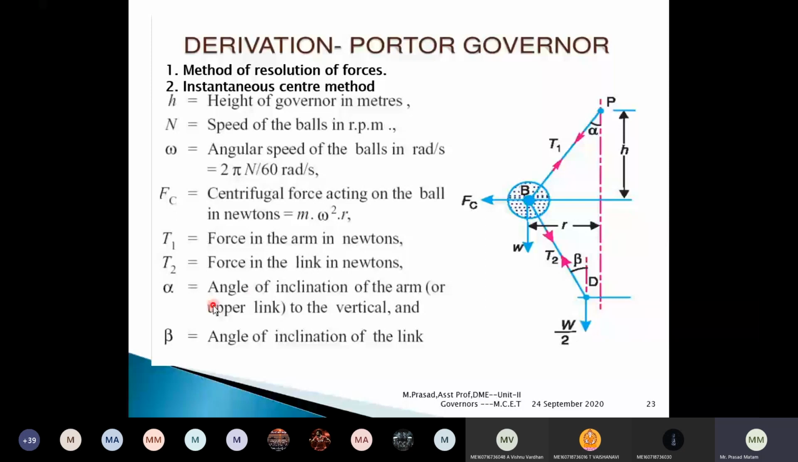Alpha is the angle of inclination of the arm, or upper link, to the vertical axis. Or I can say angle alpha is the angle made by the arm with respect to the central axis. Similarly, beta is the angle of inclination of this link. You can see here where this link is inclined. This beta is the angle made by the second link. Beta is the angle of inclination of the link. Now let us derive this equation.